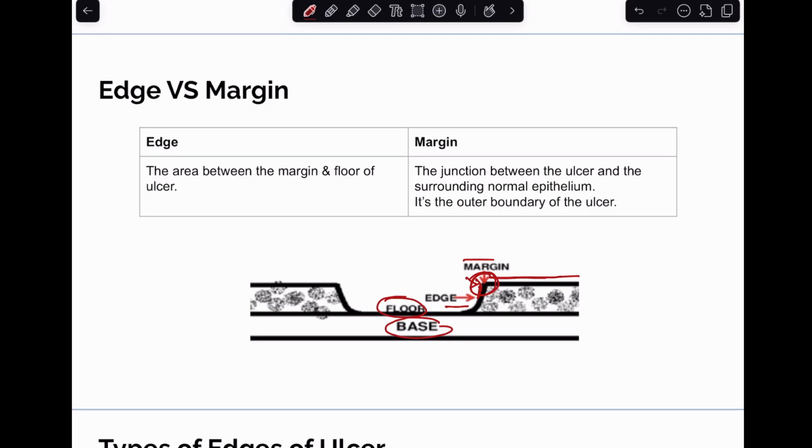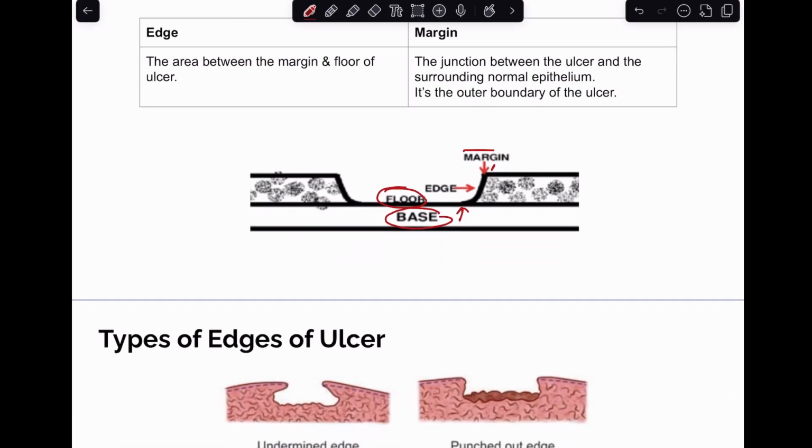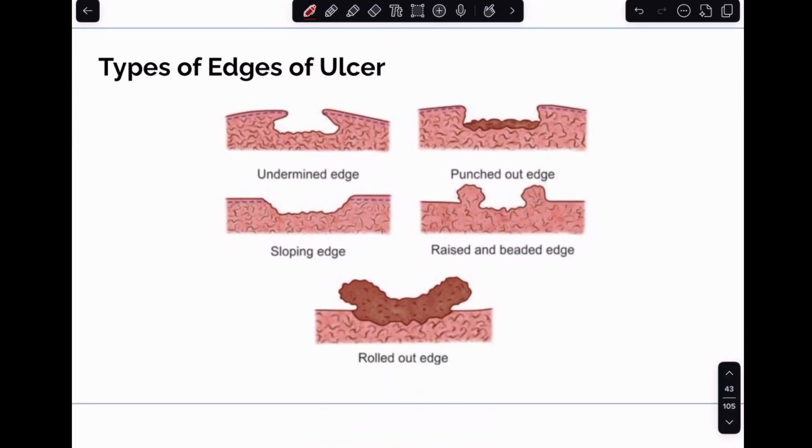Whereas if you look at the edge, it is the area which lies between the margin and the floor. So you can see that there is a difference between edge and margin of an ulcer. Now, there are a lot of different types of edges that you can see, and each of the types has specific examples of causes. So let's look into what are the different types of edges of an ulcer that you can see.